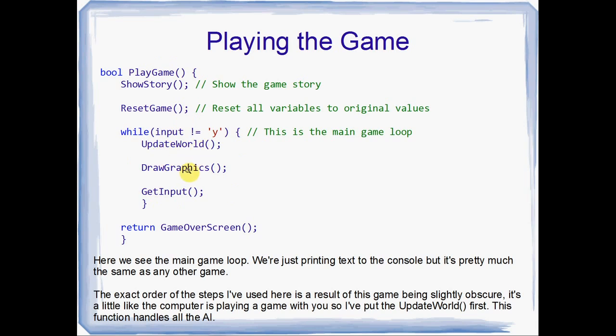So we see update world, draw graphics, get input. Update world, draw graphics, get input. I'm sure you can see the pattern. Until the user hits Y, which means that they want to quit. Fair enough. And when they quit, we show them the game over screen. And that's pretty much how the main game loop works. Usually you'd have get input at the top, and then you'd update world, then draw graphics. But as we went through before, I want to do things a little differently and put get input last.